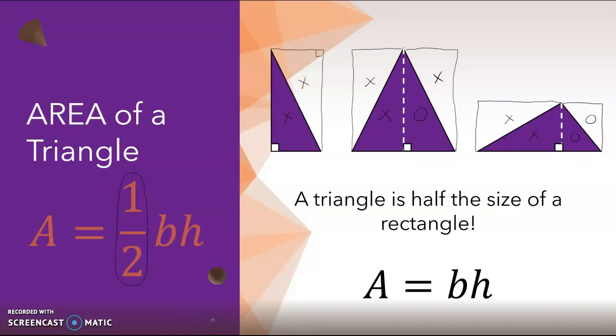If the area of a rectangle is base times height, then the area of a triangle is half base times height.